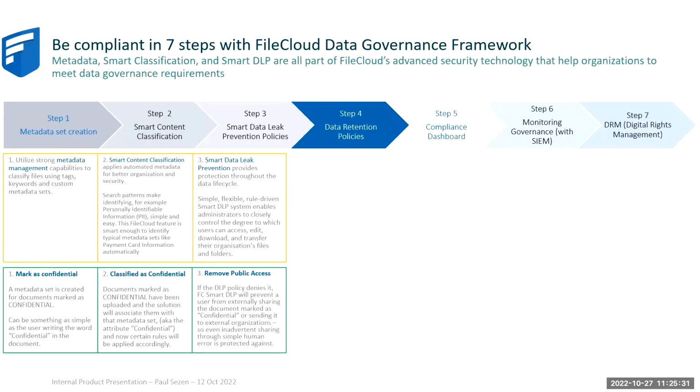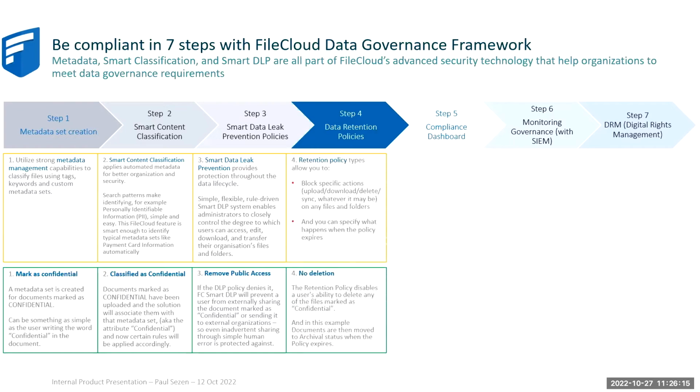Obviously, another major pillar of data governance is data leak prevention, or DLP. So smart data leak prevention in the FileCloud solution provides protection throughout the data lifecycle. A simple, flexible, rule-driven smart DLP system enables admins to closely control the degree to which users can access, edit, download, and transfer. And from an end user point of view, you could remove public access, for example. So if the DLP policy denies it, FileCloud Smart DLP will prevent a user from externally sharing the document marked as confidential or sending it to external organizations. So even inadvertent sharing through simple human error is protected against.